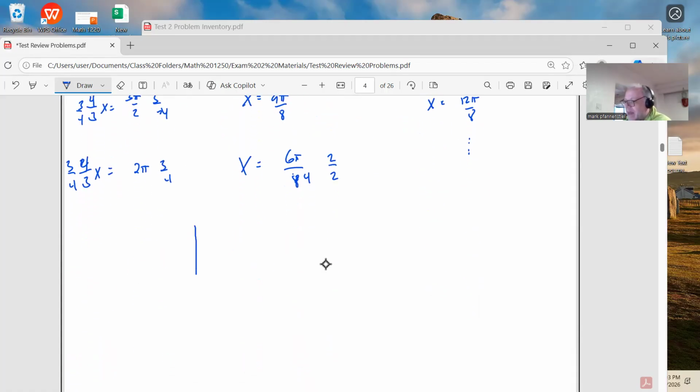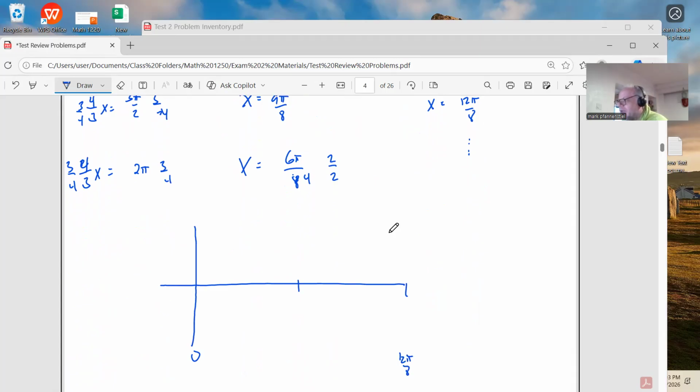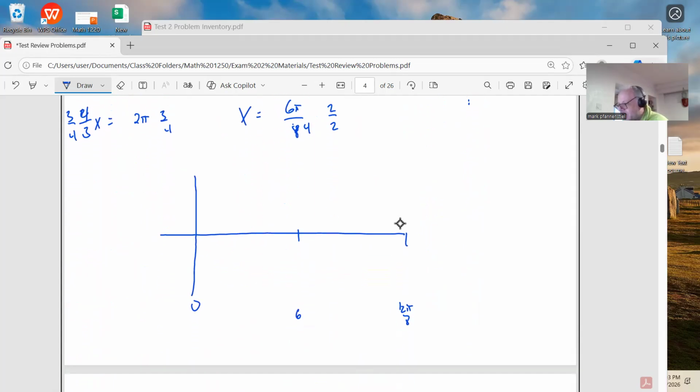So now that I have my points here, we're going to go from 0 to my last point, which is going to be 12 pi over 8. My middle term here is going to be 6 pi over 8. My middle term over here is going to be 3 pi over 8. And then my last term here, 9 pi over 8.